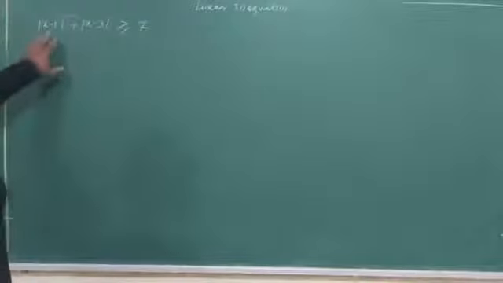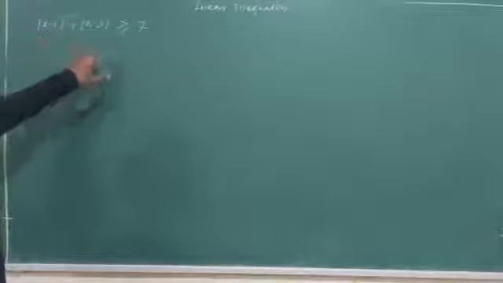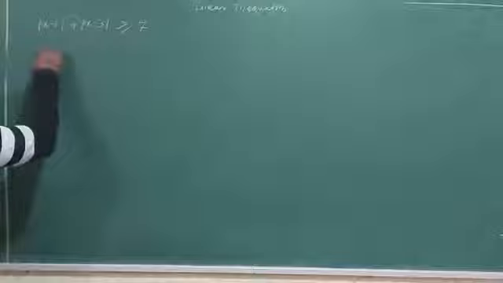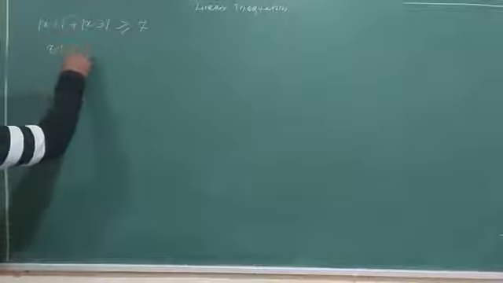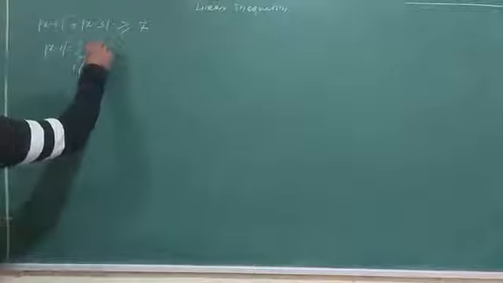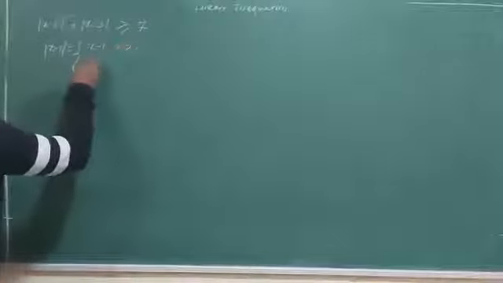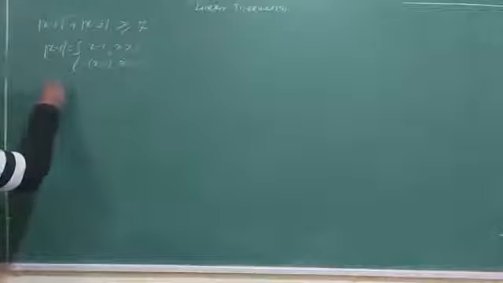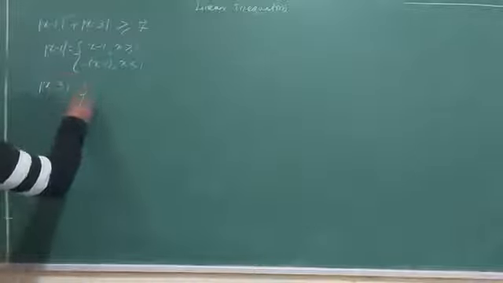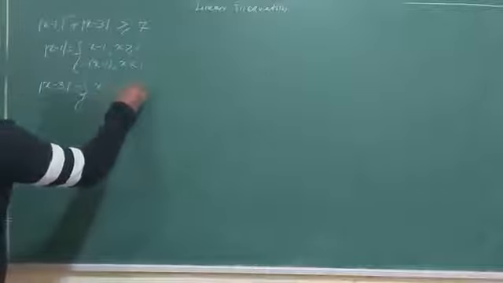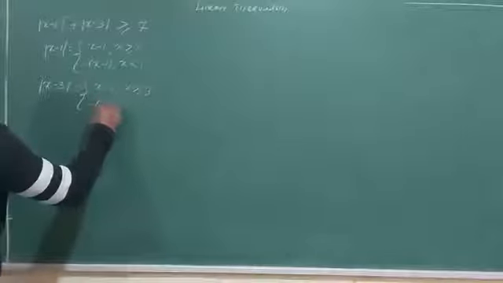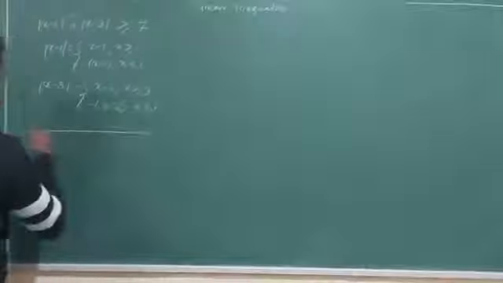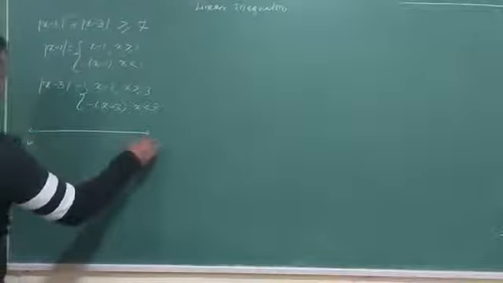If I get a question: modulus x minus 1 plus modulus x minus 3 is greater than or equal to 7, how to solve it? Modulus x minus 1 is x minus 1 for x greater than or equal to 1, and minus (x minus 1) for x less than 1. Modulus x minus 3 is x minus 3 for x greater than or equal to 3, and minus (x minus 3) for x less than 3. So go to the number line, minus infinity to infinity.